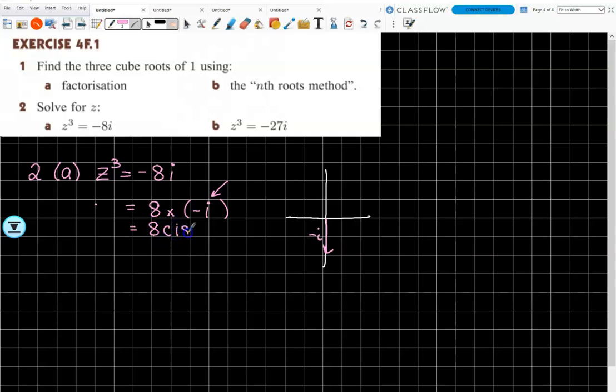cis minus pi on 2 plus k lots of 2 pi. So now, remember this is z cubed. So now, when I want to get z, it is all of that, 8 cis (minus pi on 2 plus k 2 pi) to the 1/3.